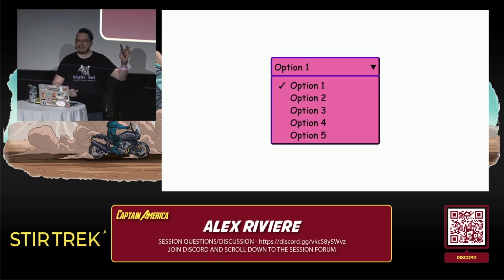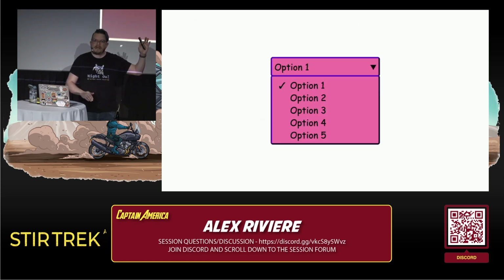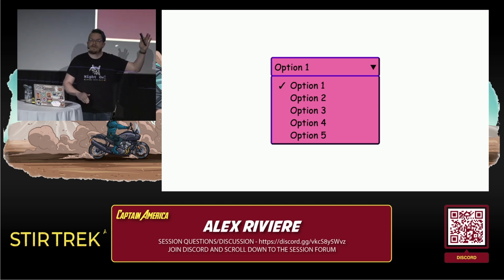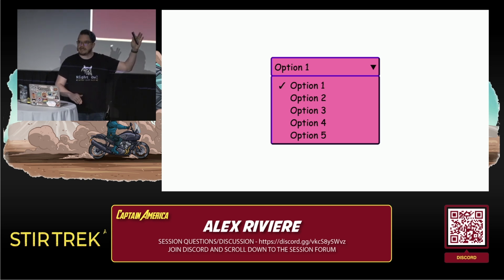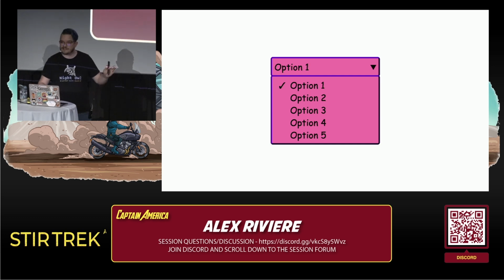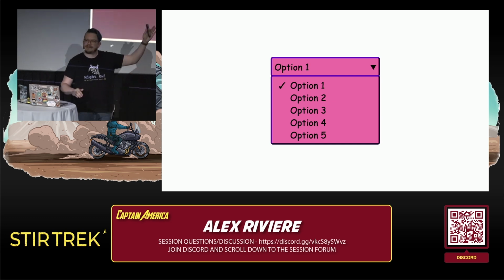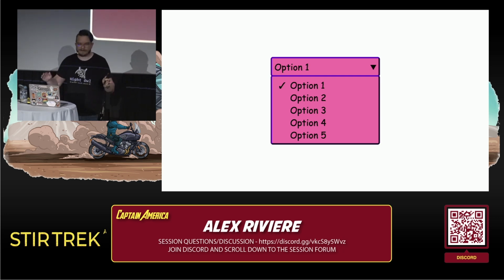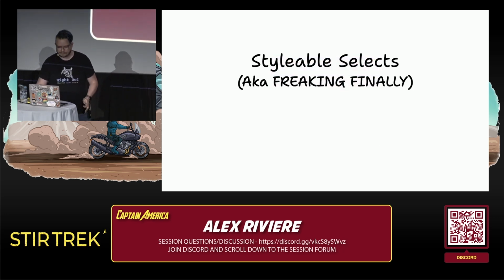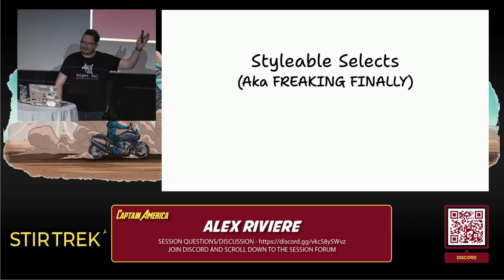The thing we haven't been able to do, though, is make our designers happy when they say, can't the drop-down look like this? The select element came out in 1995, and for 30 years, we haven't been able to do this without some weird workarounds. Until now. We can now style the select element.